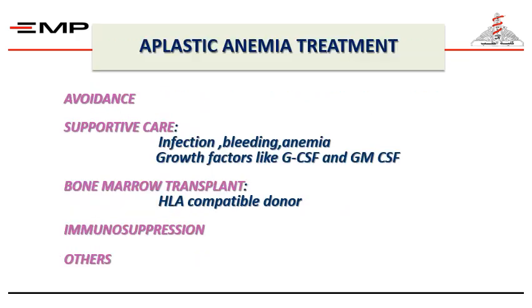And for the treatment, number one is avoidance, if the cause is known. Supportive care includes antibiotics for infection, platelet transfusion for thrombocytopenia and bleeding, and red cell transfusion for the anemia. You may give growth factors like granulocyte colony stimulating factor or granulocyte macrophage colony stimulating factor for the neutropenia. Bone marrow transplantation is the cure. There should be an HLA compatible donor, and a related donor is much better than an unrelated donor. The use of immune suppression is another option, especially when there is no donor for bone marrow transplant.